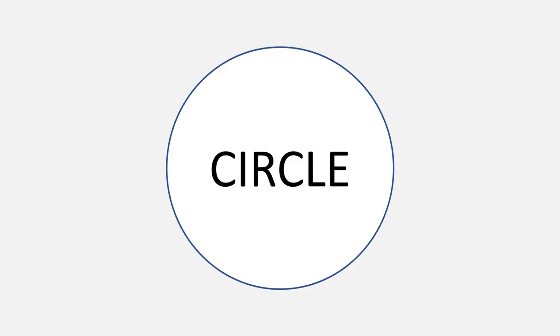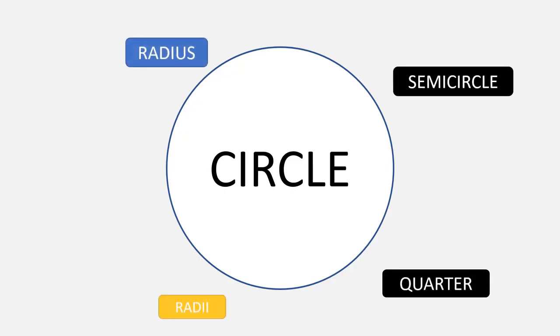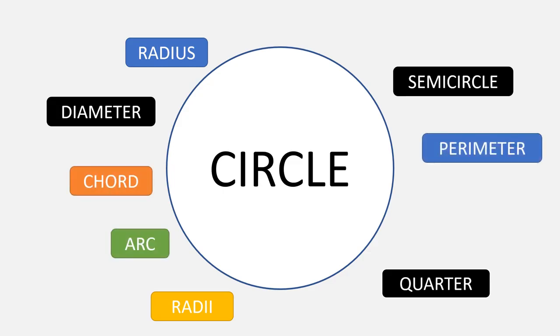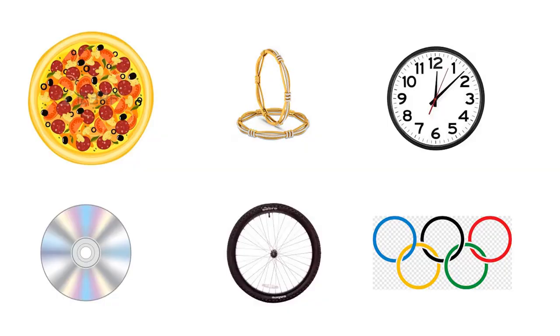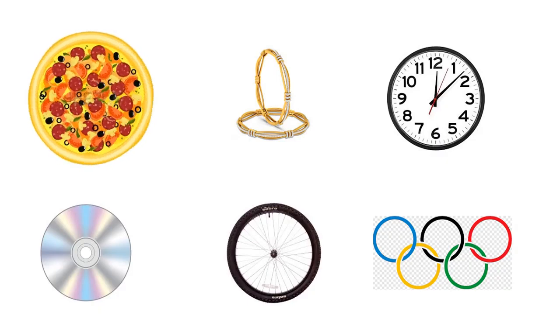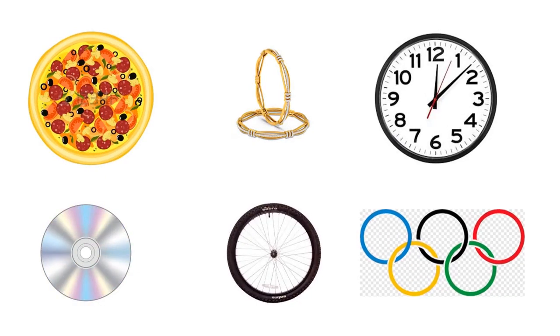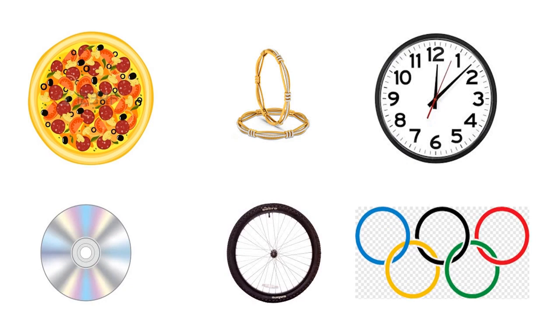In this chapter, the main keywords are semicircle, quarter, radius, radii, diameter, chord, arc, perimeter, and circumference. Look at the pictures given below from your day-to-day life. They all represent circles in one form or the other. For example, pizza, bangle, clock, CD, bicycle wheel, Olympic rings. What do you observe? They all are in circular shape.